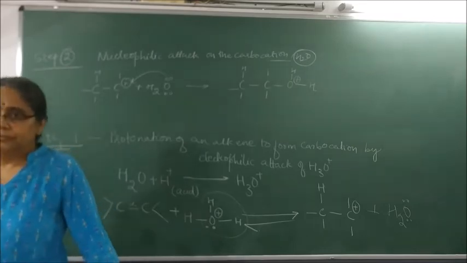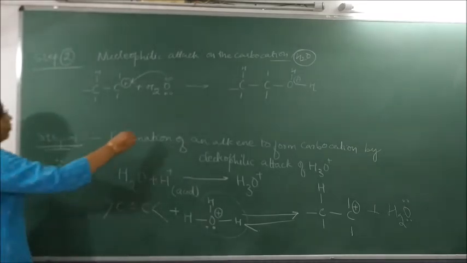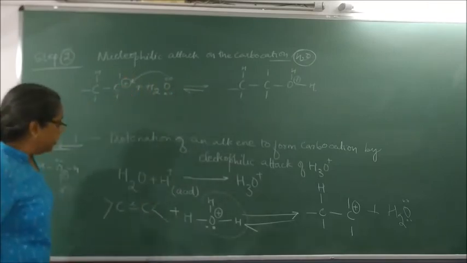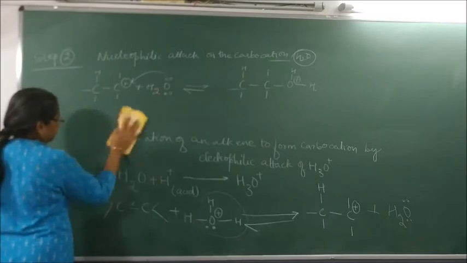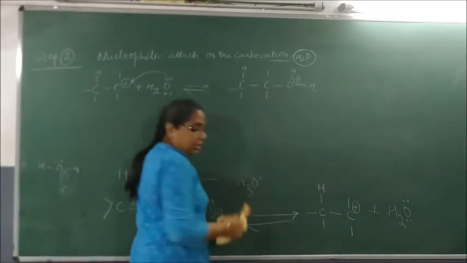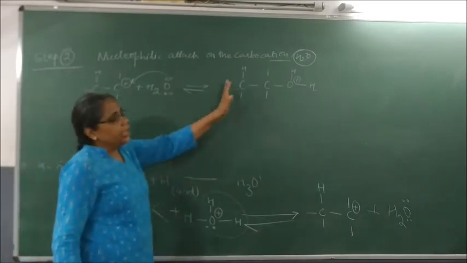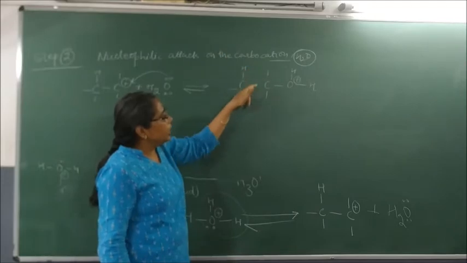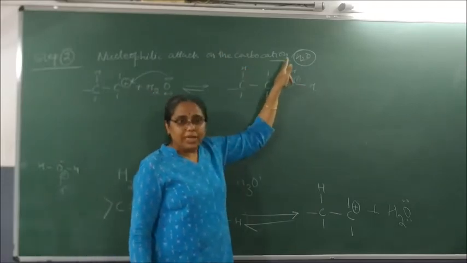Done? It should have what arrow? A reversible arrow. Now the last step. Here see, half the alcohol is formed. You know it is what? CH3, CH2, OH plus one H is more.